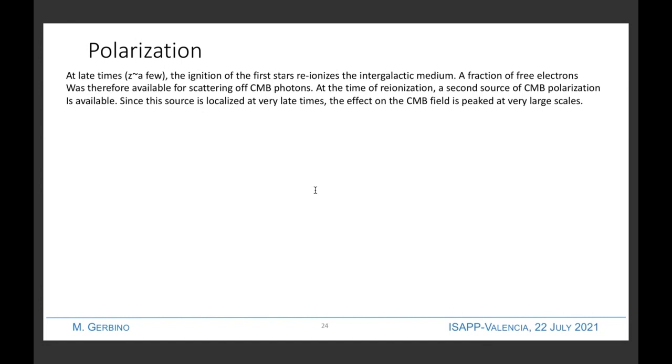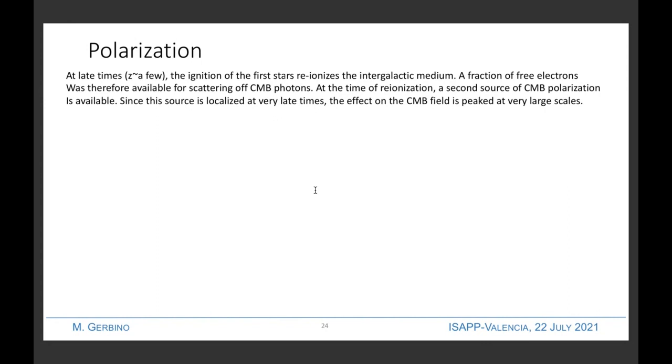This specific pattern is localized at different scales, at different wave numbers, with respect to the recombination pattern. In particular, the reionization pattern is pushed towards much larger scales with respect to the polarization pattern that we observe from recombination.